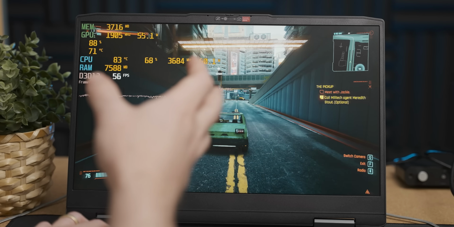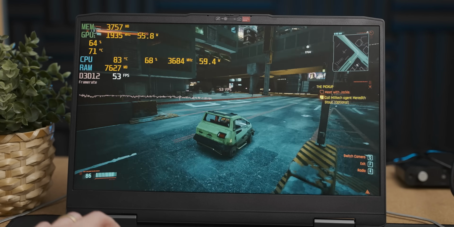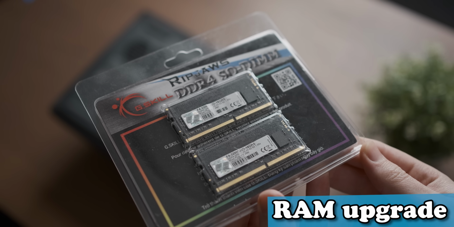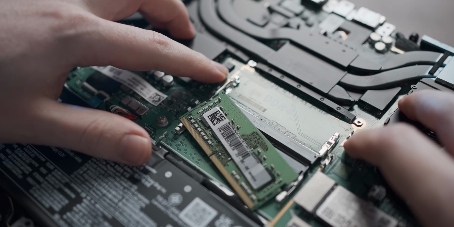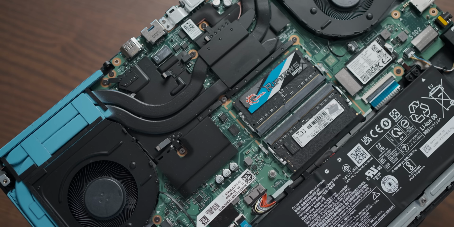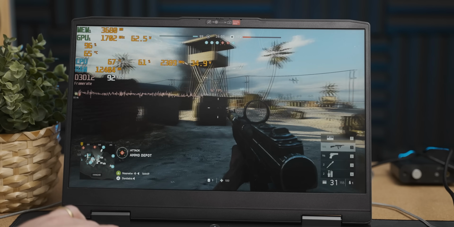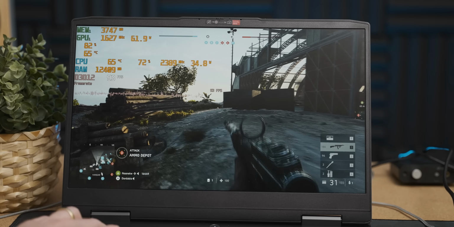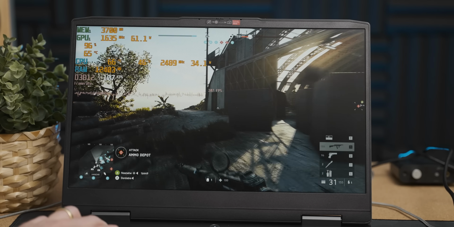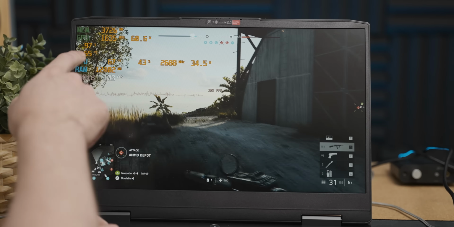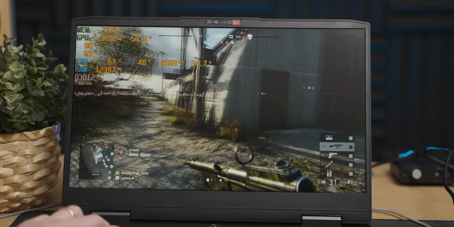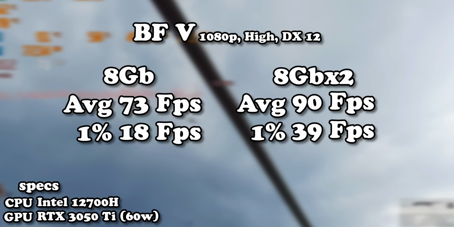Anyway, with that, let's upgrade the RAM configuration and see what that does. Cool. Oh yes, we're really stretching the legs on this 60 watt 3050 Ti now. Look at that. Good old almost 100% utilization.